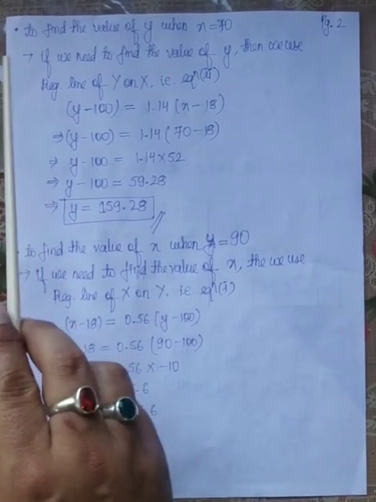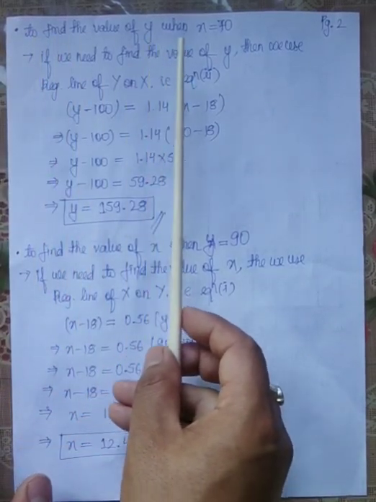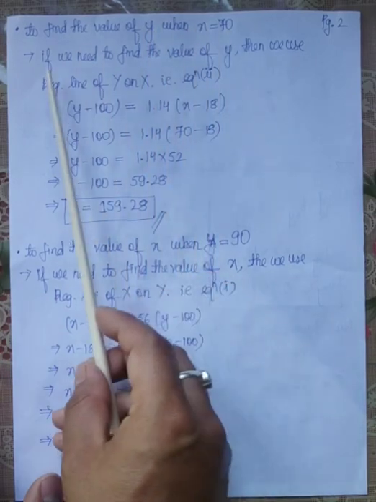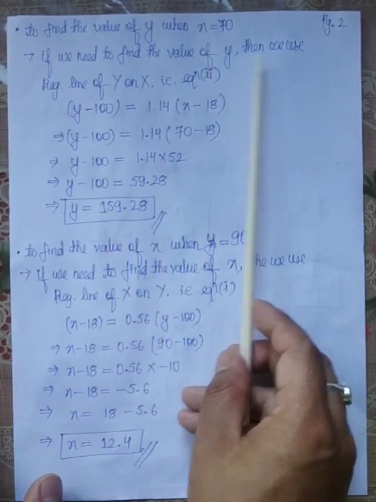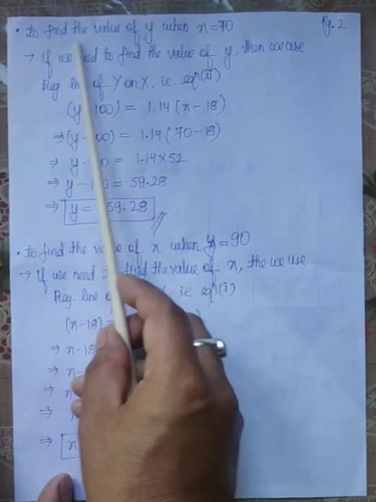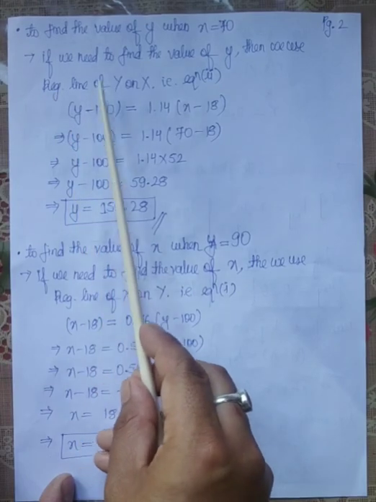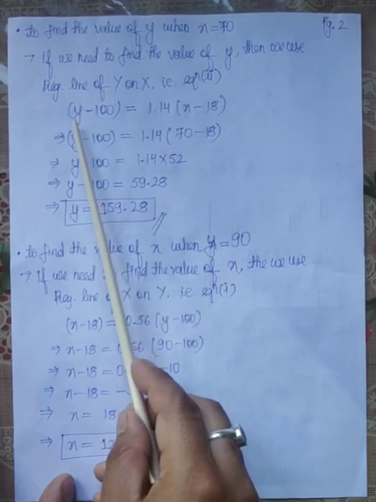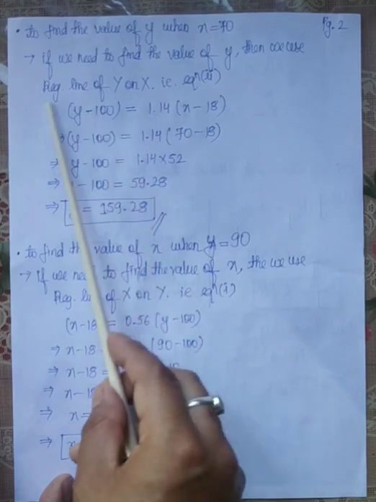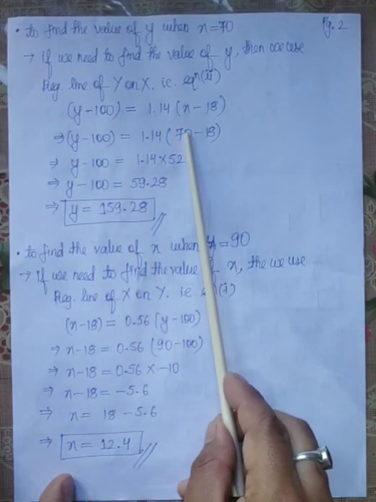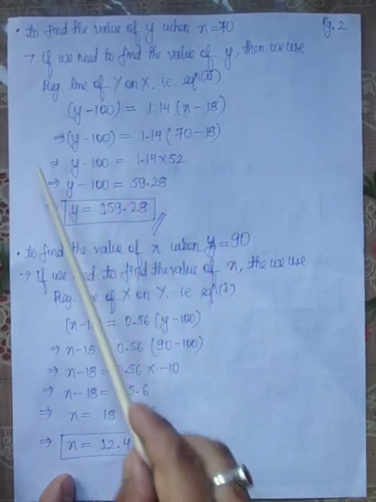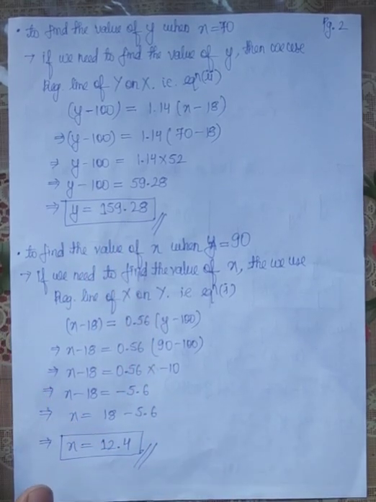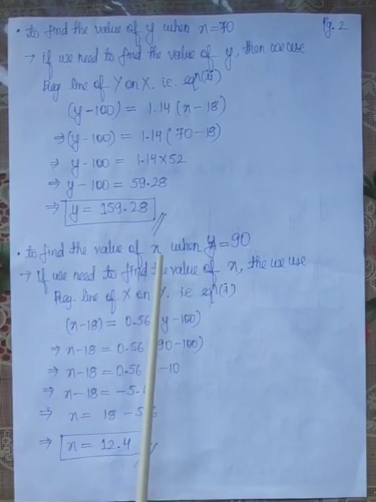I have written out here, part 1: to find the value for y when x is 70. Since I need to find y, I use the regression line of y on x, which is equation number 2. Put the value for x as 70, simplify it, bring this side, and therefore we get the value for y, which is 159.28. Simple.